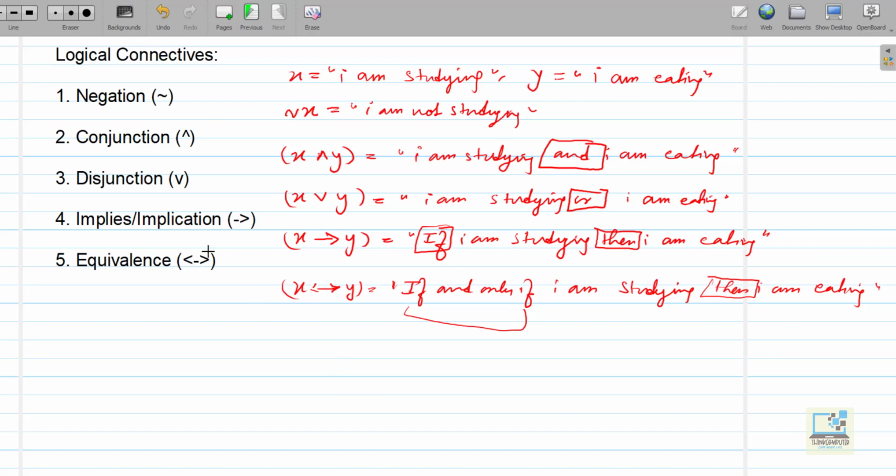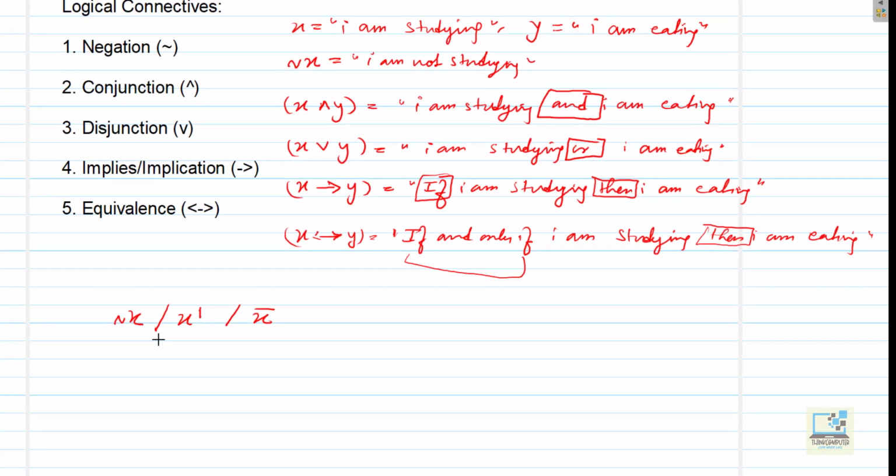Now the negation sign can also be written in other ways. If it is x negation, I can write x negation as this, or I can also write it as this, or as this. All three are the same. For conjunction, if I am writing x conjunction y, it can also be written as x dot y. Similarly for disjunction, it can also be written as x plus y.